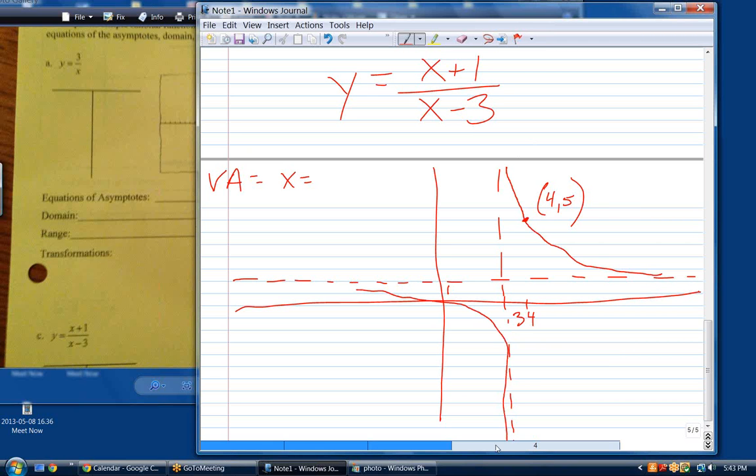Without 3 points. Because all I needed was 1 point to tell me whether I was in the first and third quadrant of my grid or the second and fourth quadrant. And this point right here clearly put us to the right of the vertical asymptote and above the horizontal asymptote.